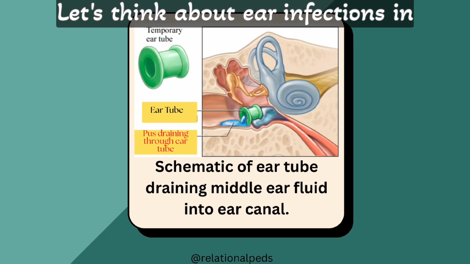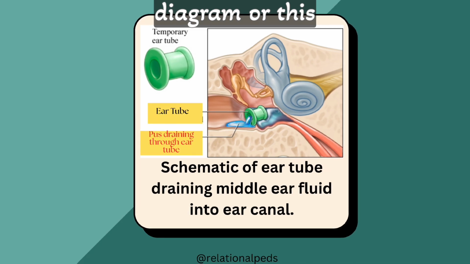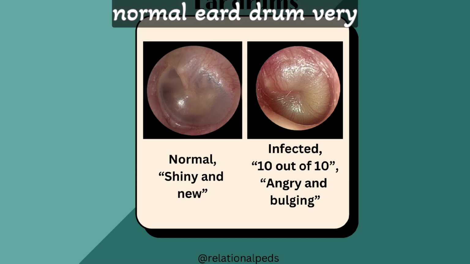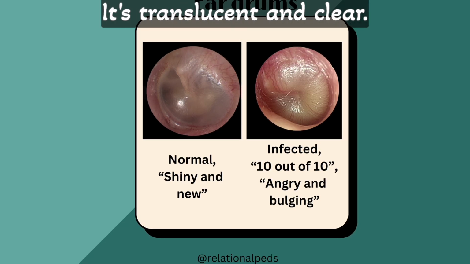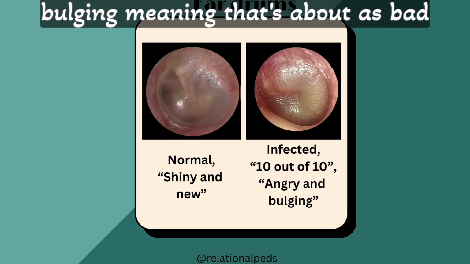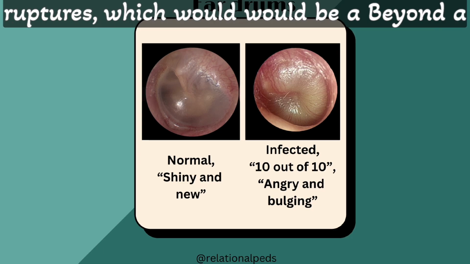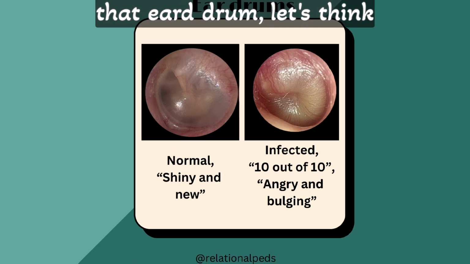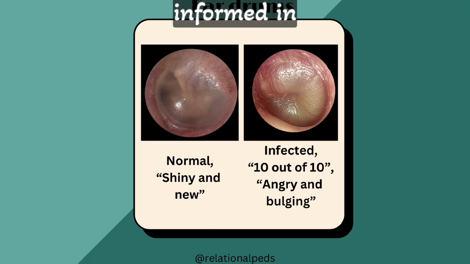Now, let's think about ear infections in particular. As you can see in this diagram or this photo, on the left is a normal eardrum, very new looking, it's shiny, it's translucent and clear. The one on the right is a 10 out of 10. It's angry and bulging, meaning that's about as bad as you can get before the eardrum ruptures, which would be beyond a 10.